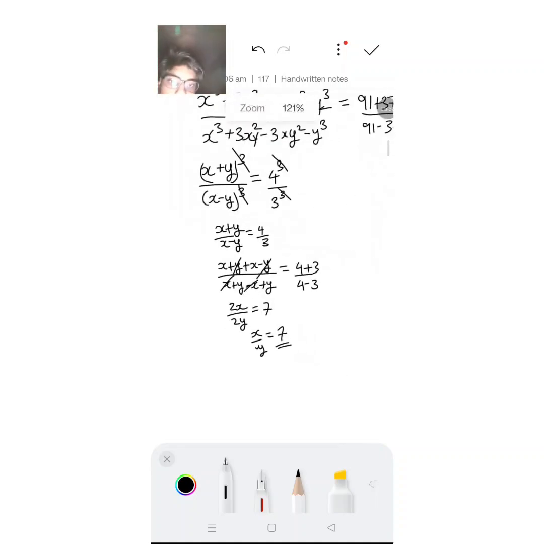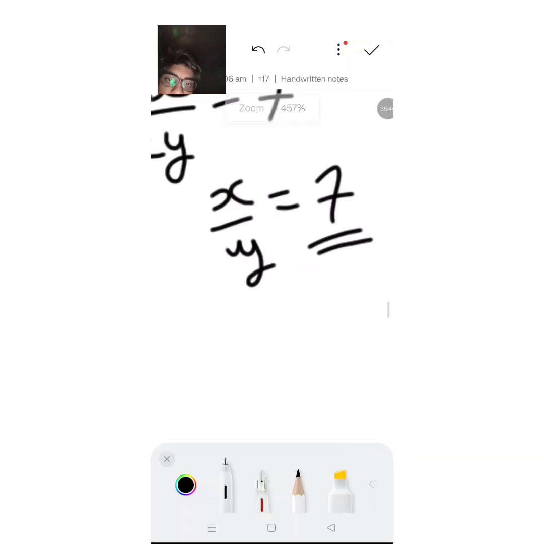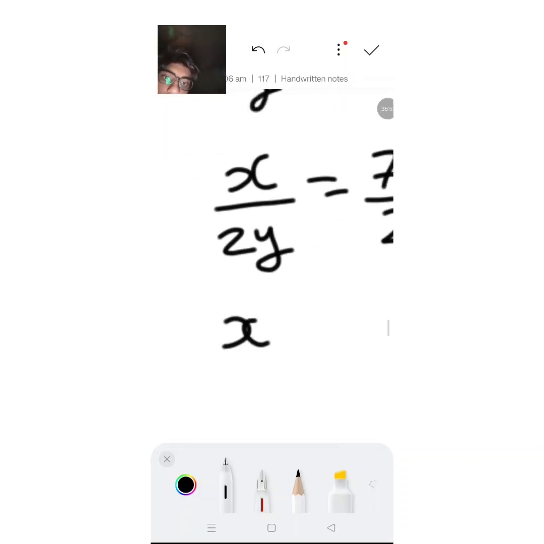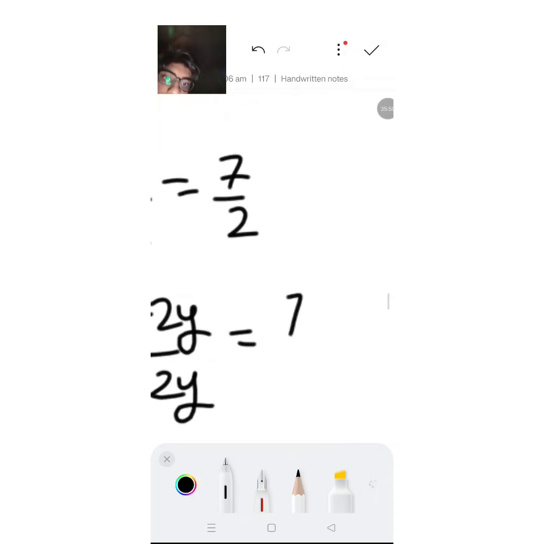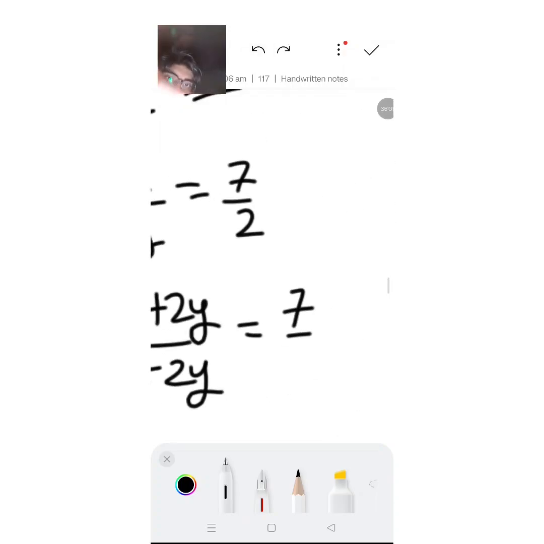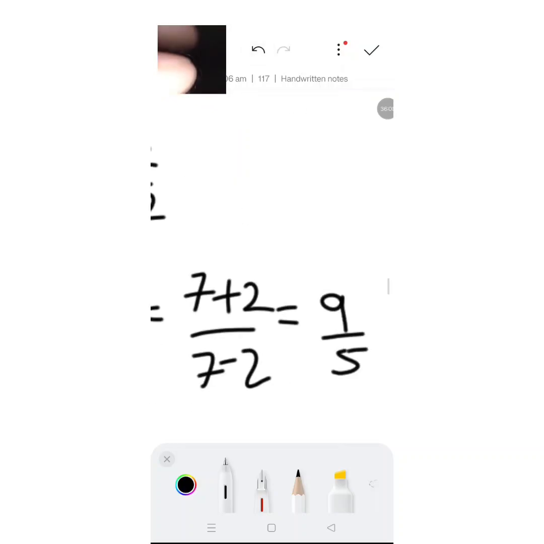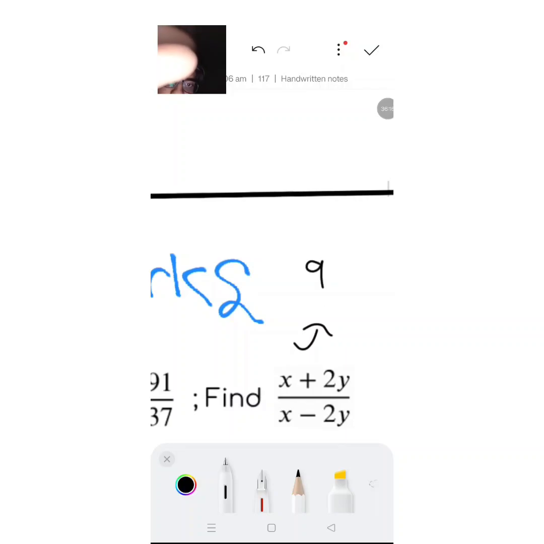Okay. So what are they asking for? x plus 2y over x minus 2y. So if you were to divide both sides by 2, this will be x over 2y. If you also divide this by 2, then again you apply componendo and dividendo here, x plus 2y over x minus 2y. This will basically be 7 by 2, so sorry, 7 plus 2 over 7 minus 2, which is just going to be 9 by 5. And that's it. x plus 2y over x minus 2y is just going to be 9 by 5.